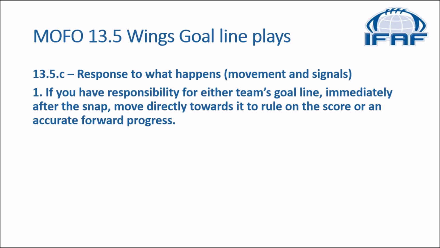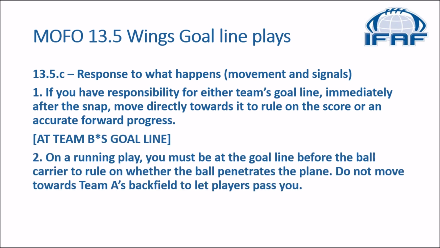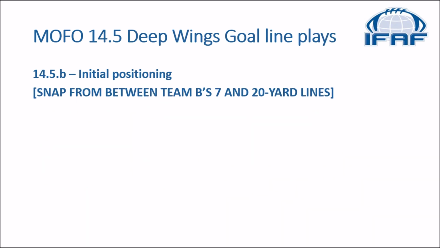For responsibility to what happens, in section C1, if you have responsibility for either team's goal line, immediately after the snap, move directly towards it to rule on the score or on accurate forward progress. And at Team B's goal line, number two, on a running play, you must be at the goal line before the ball carrier to rule on whether the ball penetrates the plane. Do not move towards Team A's backfield to let players pass you.